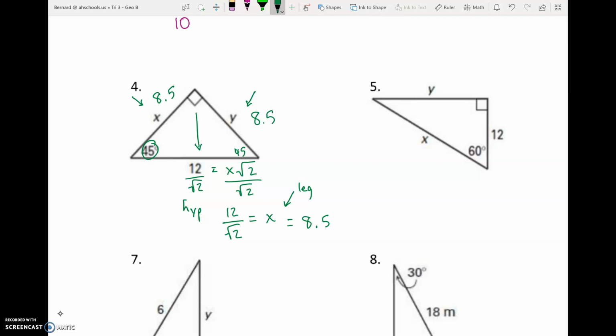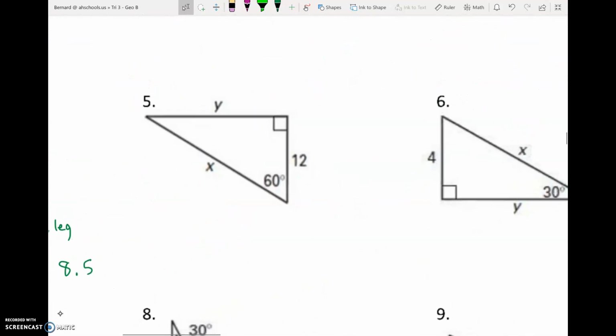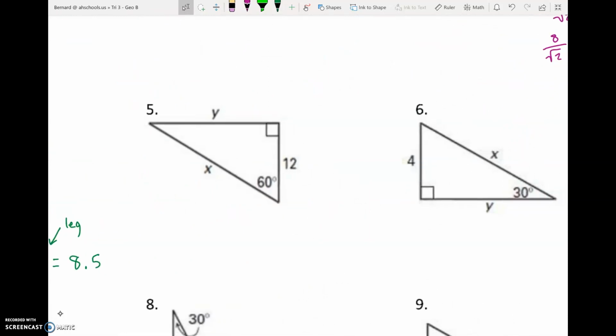All right, so that's it with the 45, 45, 90s here. So let's look at the 30, 60, 90s. Remember, in a 30, 60, 90, we have 3 different kinds of angles. We see a 60 here, right? So that's how we know it's a 30, 60, 90, which makes our missing one 30.